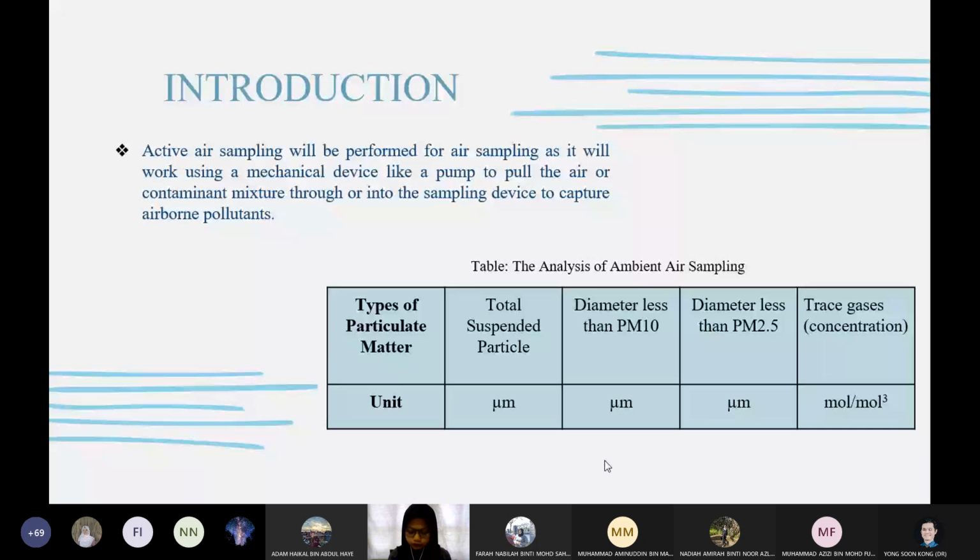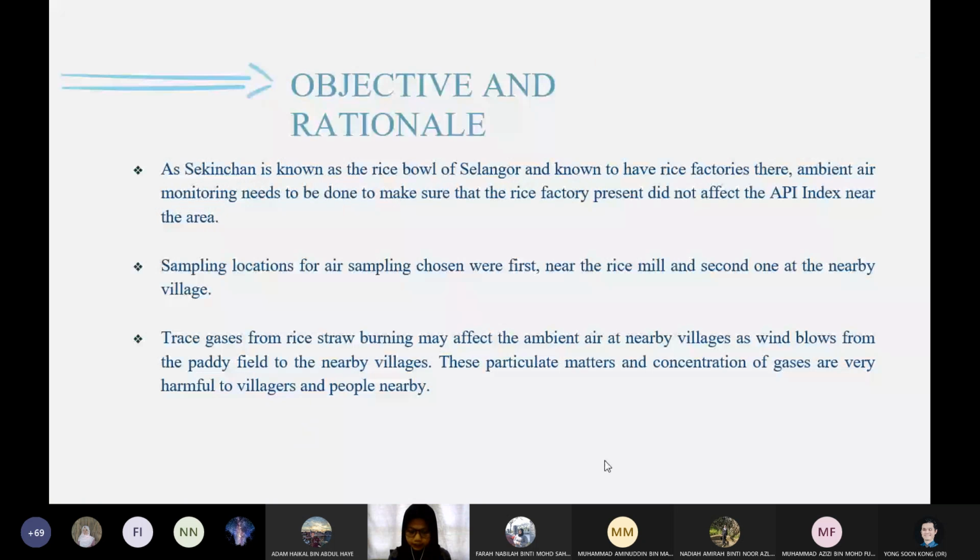Next, Sekinchan, the Rice Bowl of Selangor, has rice factories there. Therefore, ambient air monitoring needs to be done to make sure that the presence of the rice factory does not affect the API index. The first sampling location was near the rice mill and the second one is at the nearby village. The sampling was conducted from time to time as ambient air pollutants at the sampling location do not come only from the surrounding condition but also from activities carried out there.